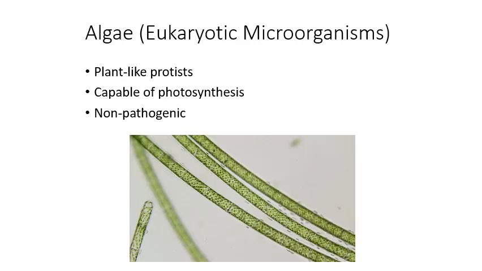All right. Algae is another type of eukaryotic microorganism. So algae also belong in that kingdom Protista. These guys are plant-like protists. So these are capable of photosynthesis, which means they can generate their own glucose. They can generate their own food using sunlight. Algae are not pathogenic, so you can't get an infectious disease from algae. So we're not going to be talking about them too much here, except to note that they are considered microorganisms.